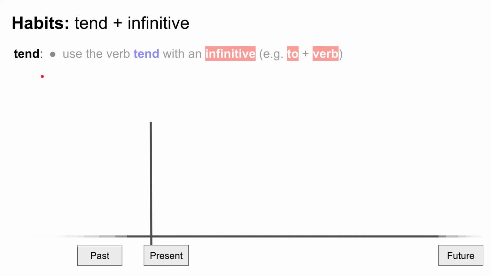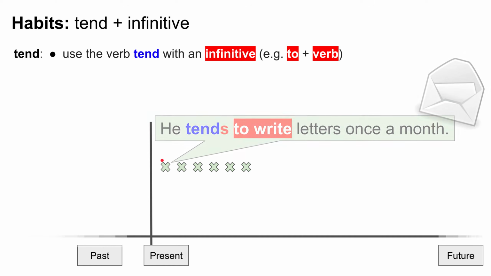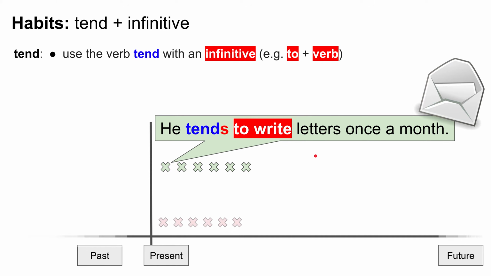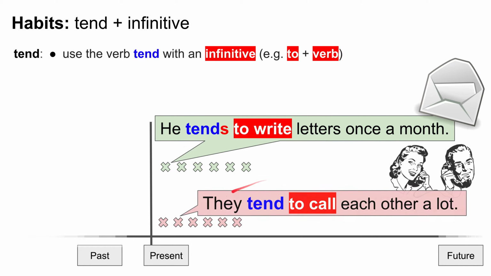Let's talk about tend. Use the verb tend with an infinitive, that is to plus verb. So let's look at an example. The repeating action, the habit. He tends to write letters once a month. Okay, let's look at another habit, another routine, another repeating action. Okay, they tend to call each other a lot. Very good.